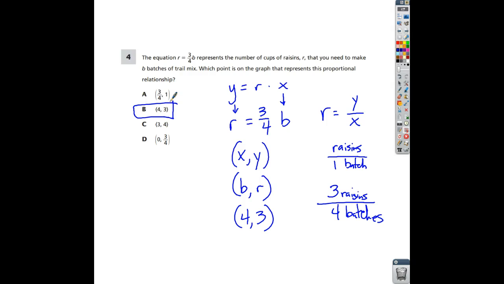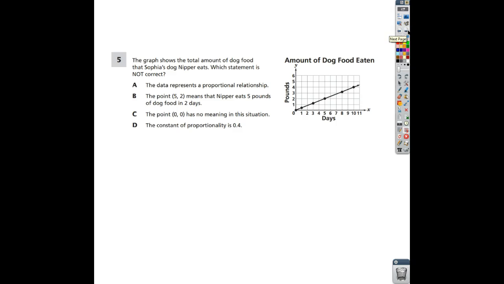Okay. Last one. Okay, so let's go through this. Which statement is not correct? Okay, the data represents a proportional relationship. Is that true? It goes through the origin, straight line. This one's good. The point 5, 2 means that Nipper eats 5 pounds of dog food in 2 days. Or let's see, 5, 2. So I got to go 5, 2.